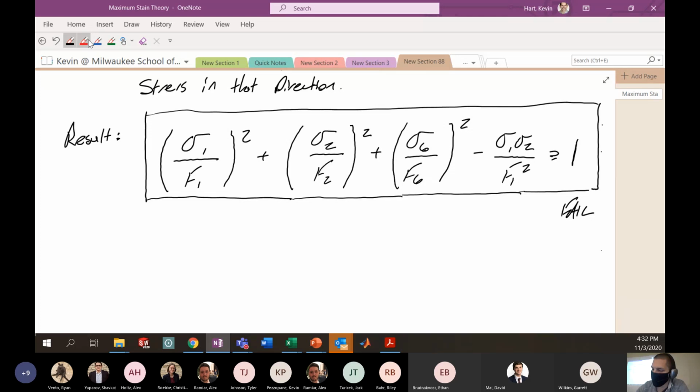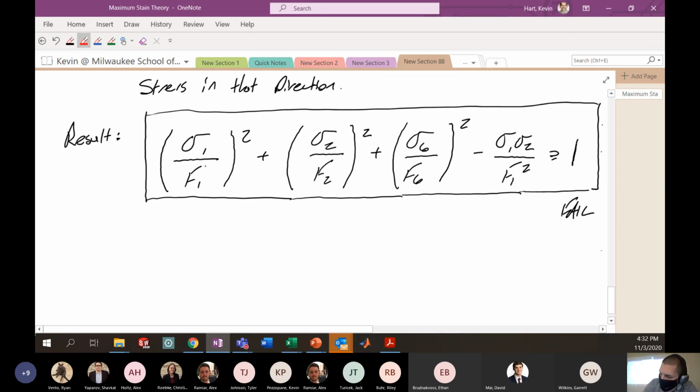So we see here each one of these pieces being normalized by its stress that would cause failure. Here, the stress in the one direction is normalized by the stress that would cause failure in the one direction. Here, whatever stress you have in the two direction is normalized by the stress that would cause failure in the two direction, et cetera. So as long as that stress isn't exceeding that which would cause failure, you're going to have less than one contribution from each of those.